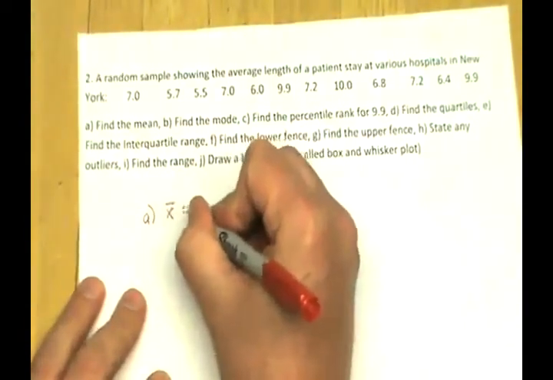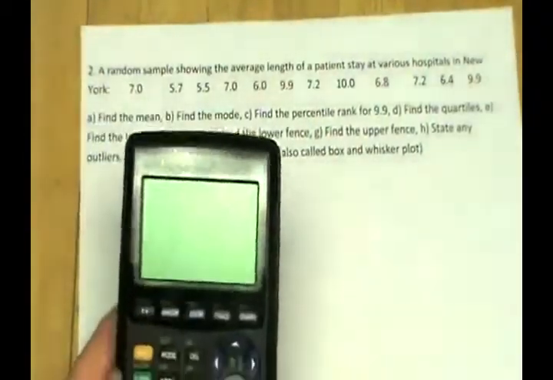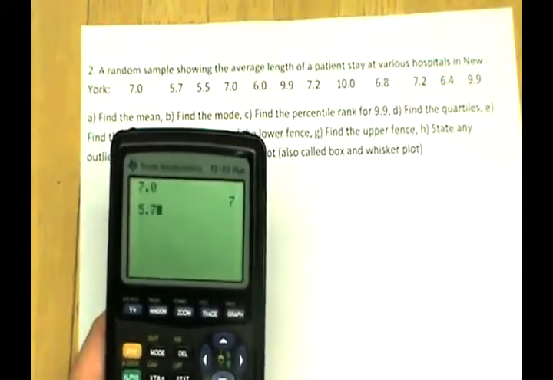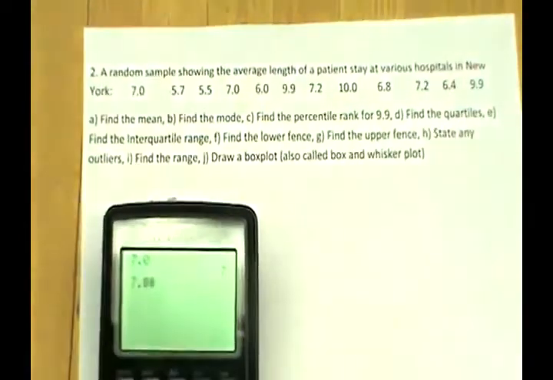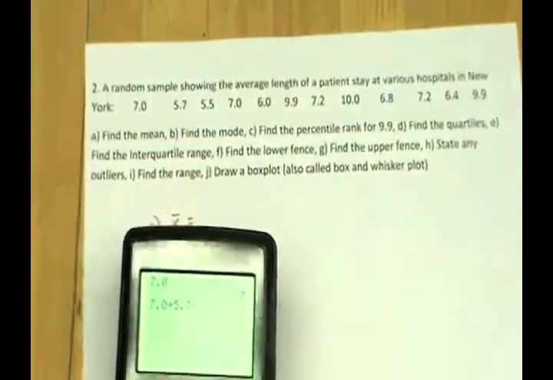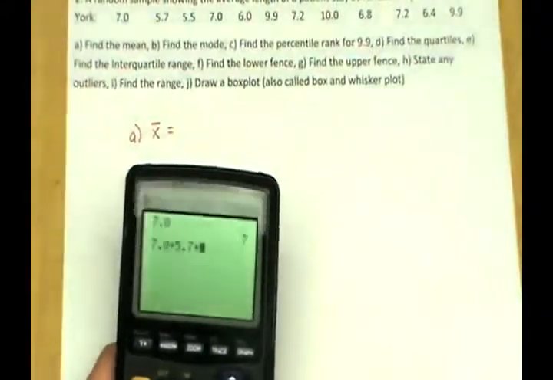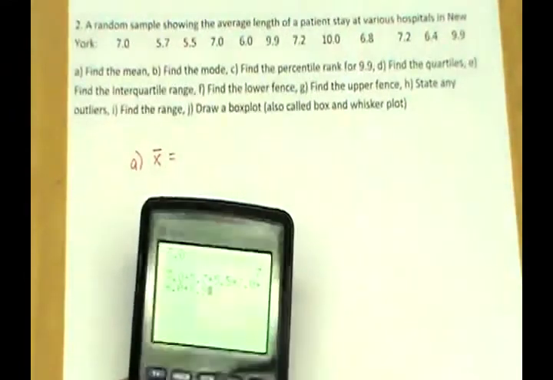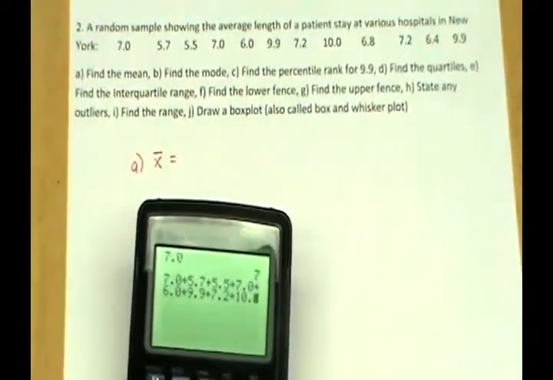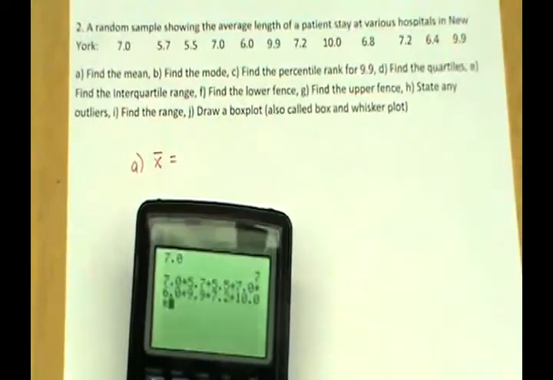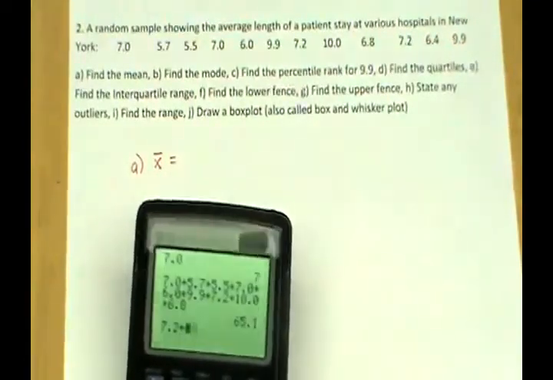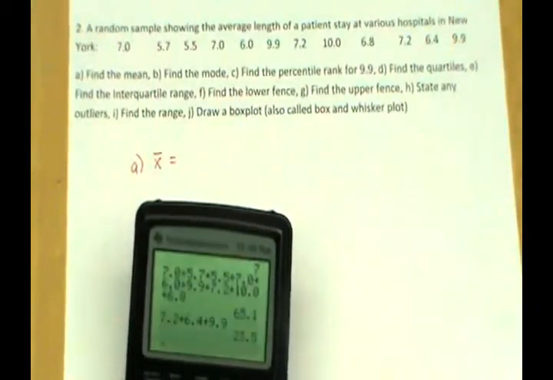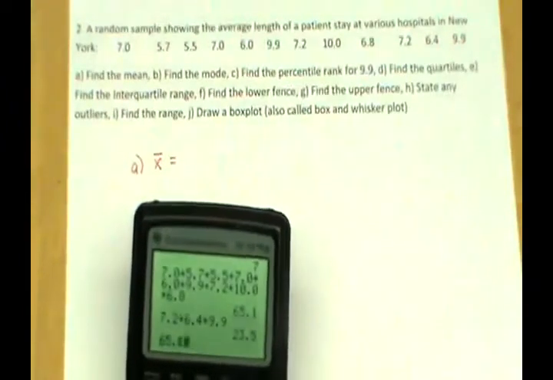Okay, so the mean, which is x bar. We're going to add up all these numbers. Here's my calculator. Clear the screen. 7.0 plus 5.7 plus 5.5 plus 7.0 plus 6.8, 7.2, 6.4, and 9.9. Whoop, I hit a wrong button there. So we're looking at 65.1.